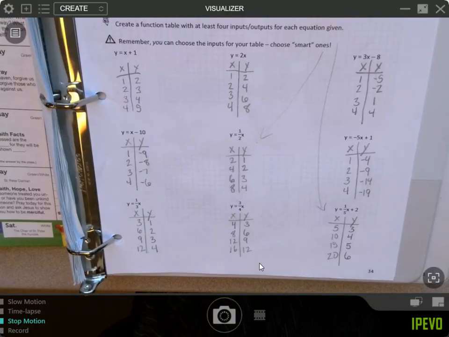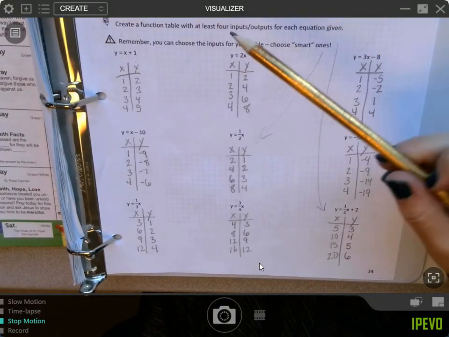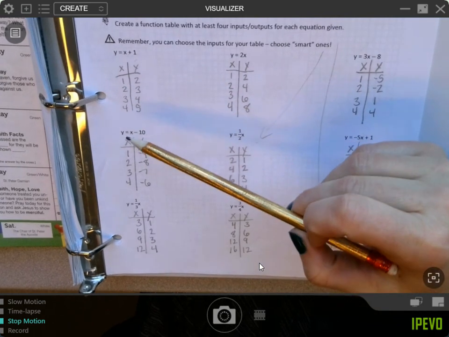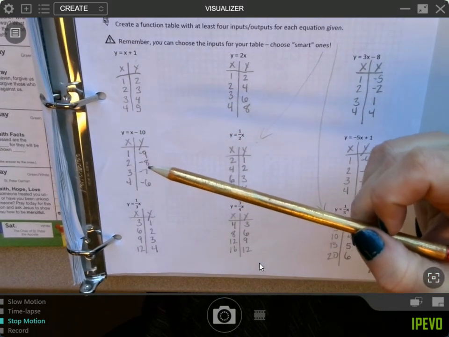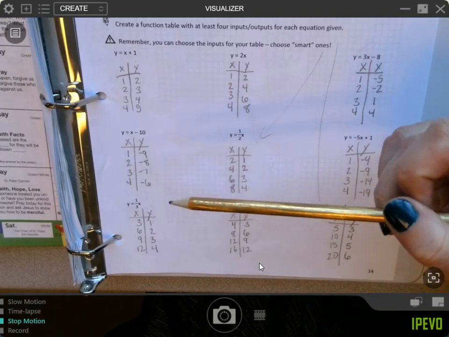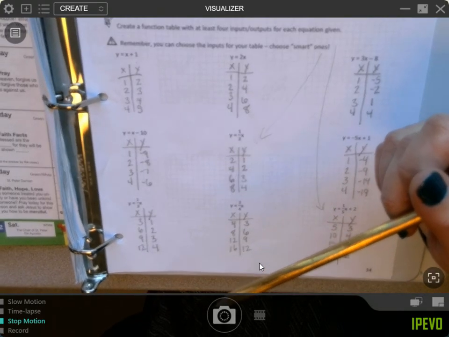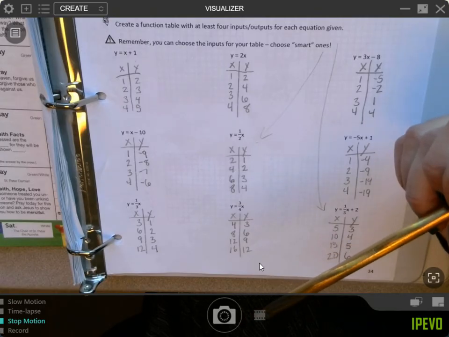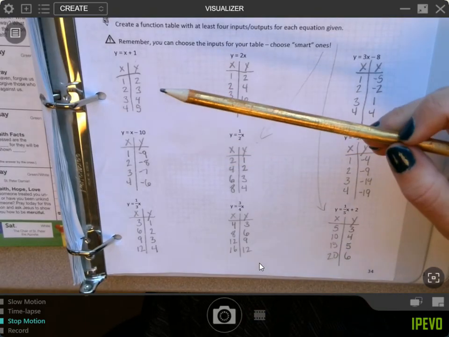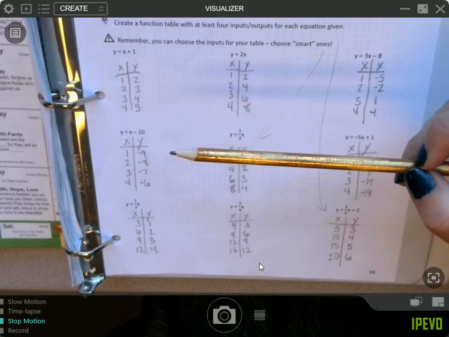Remember, it says you can choose smart inputs. So think through what numbers you want to put in that'll be easy for you to work with. You might not have chosen the same x's that I used, so your tables might not look exactly like my table, but it's going to follow the same rule.